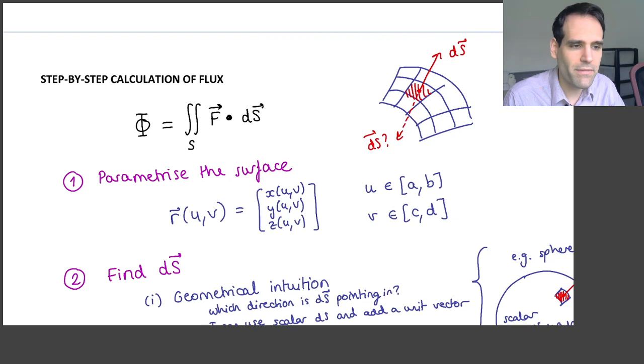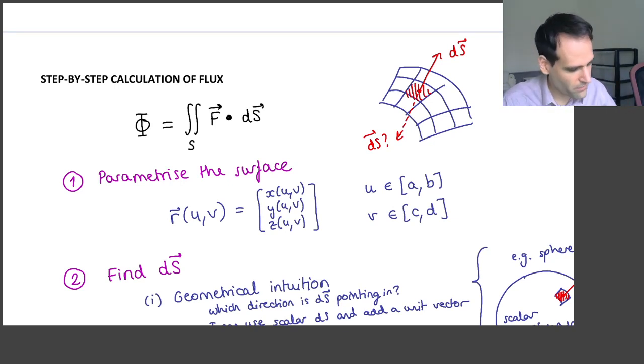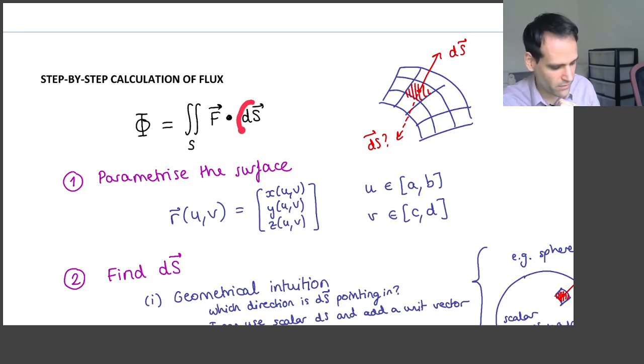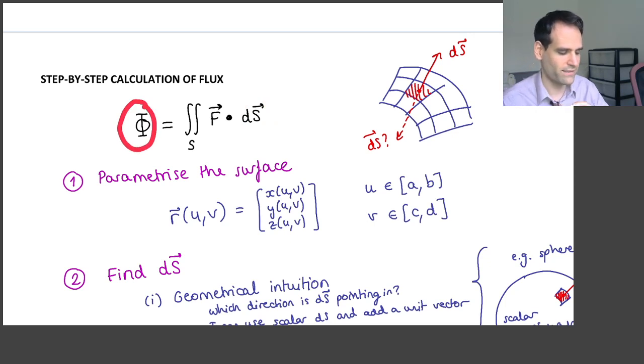I mean, it doesn't matter, both are normal to the surface. What will be the difference? The difference will be that you are doing the dot product with either a vector which changes the sign of this vector dS. And changing the sign of one of the vectors in the dot product will change the overall sign of the flux.